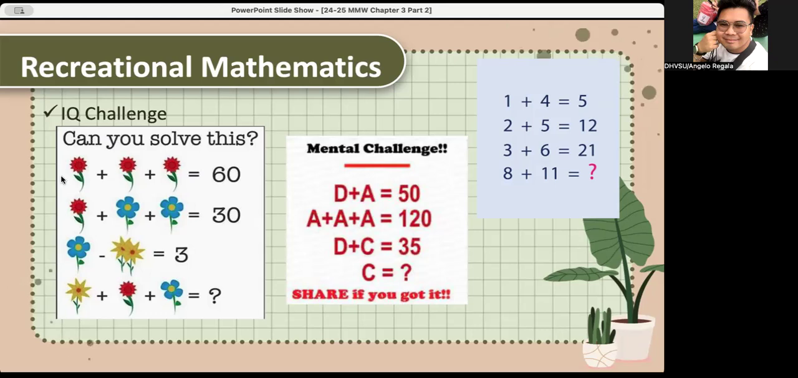So the sum of 3 red flowers is 60. The sum of a red flower and 2 blue flowers is 30. And then a blue flower minus a yellow flower is 3. So find the sum of the yellow, the red, and the blue flower. Or a mental challenge where D plus A is 50, A plus A plus A is 120, and so on and so forth. Then you are asked to solve for the last part. So these are some of the recreational games related to mathematics.